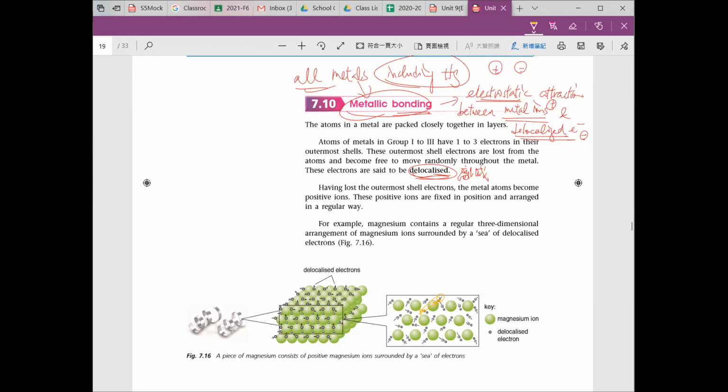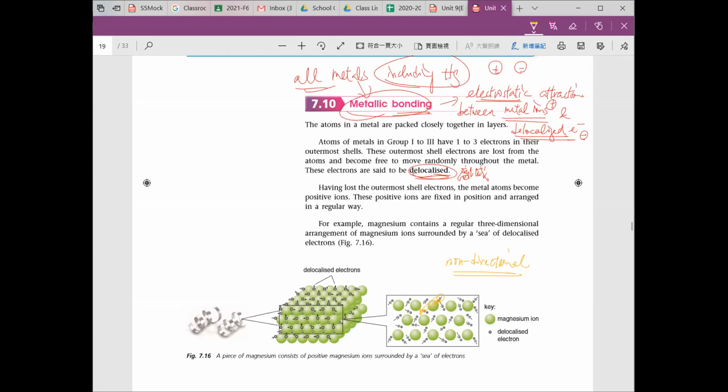So that's why whenever you have got plus and minus, they will have that intrinsic attraction. So we will call that type of attraction non-directional. Remember non-directional, 非方向性, which means that the attraction will already be there whenever you see something positive and something negative.